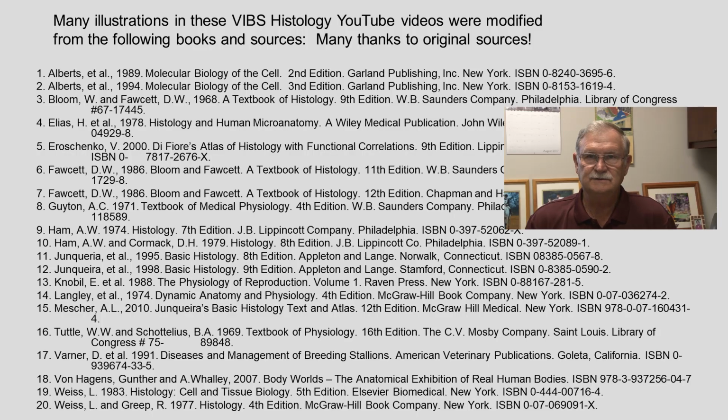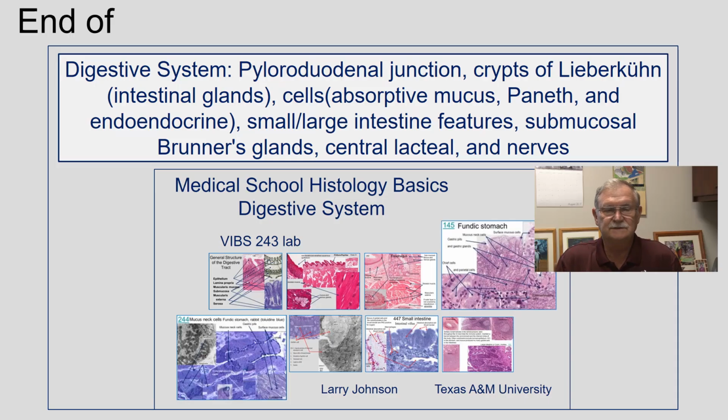We want to acknowledge the original source of diagrams and figures that may have been taken from textbooks, and we acknowledge that here. This is the end of the digestive system: pyloroduodenal junction, crypts of Lieberkühn, intestinal glands, cells, small and large intestinal features, submucosal Brunner's glands, central lacteal, and nerves.